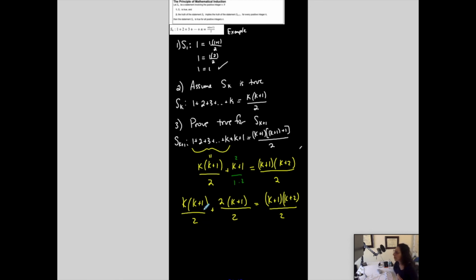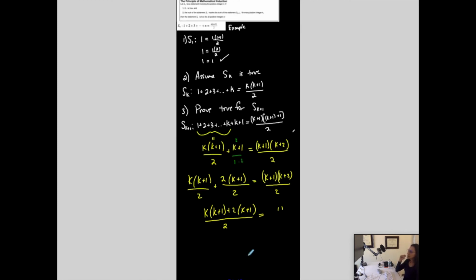I'll show this next step. When I bring these two together into a single fraction, I have k times k plus 1 plus 2 times k plus 1 all over 2. And that's supposedly equal to this, right? Well, if you remember factoring binomials, that k plus 1 is in common, I can factor out the k plus 1. And when I do that, I'm left with k plus 2 over 2 equal to k plus 1 times k plus 2 over 2, and I just proved this is true, and therefore that statement initially was true.